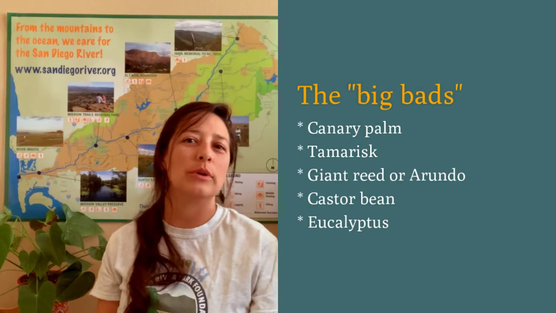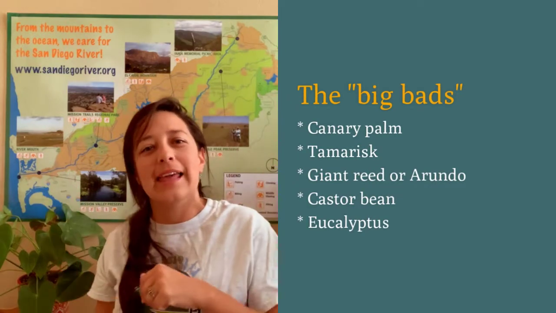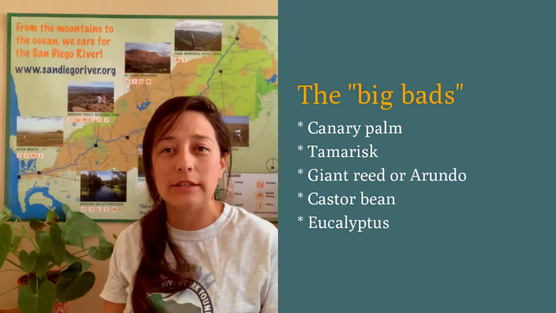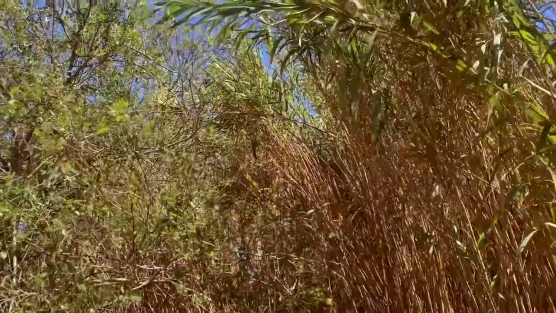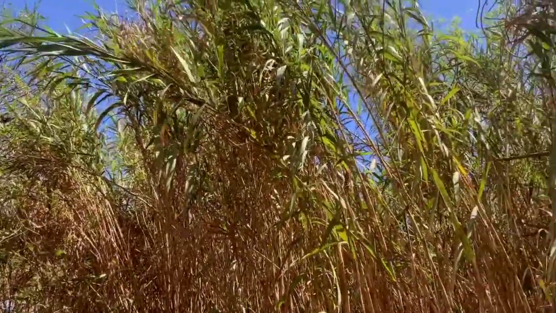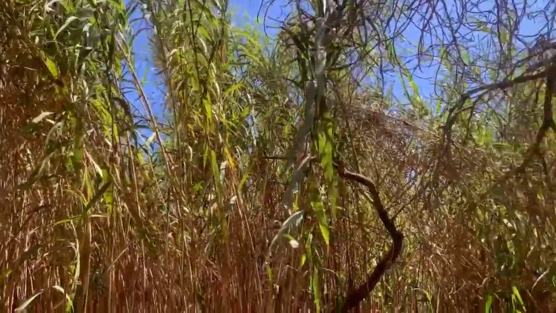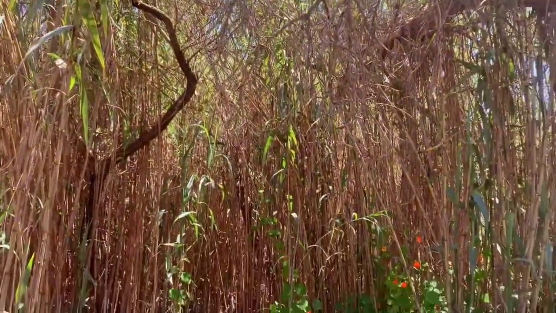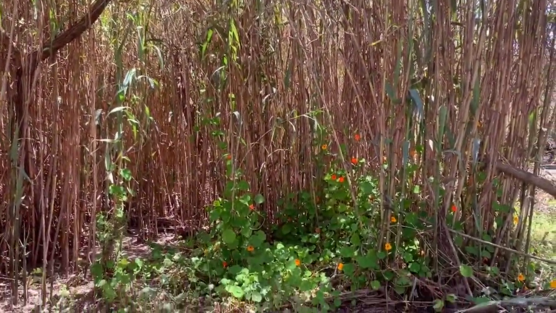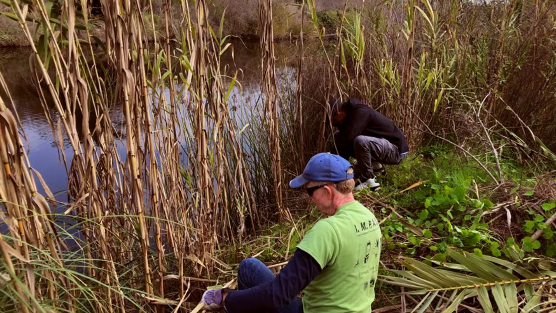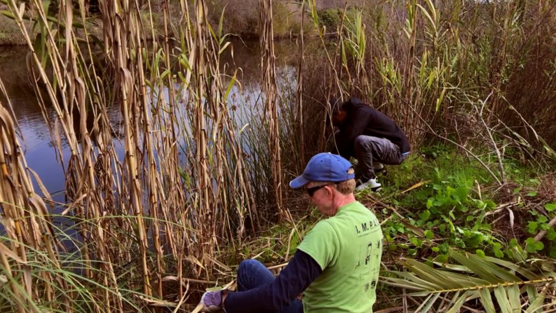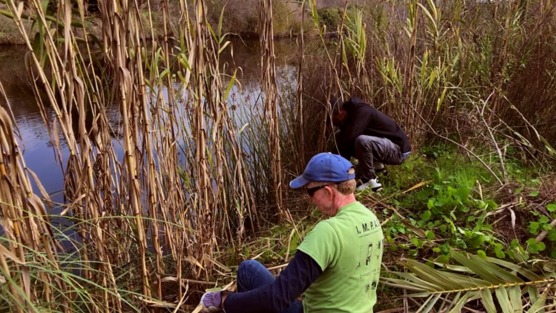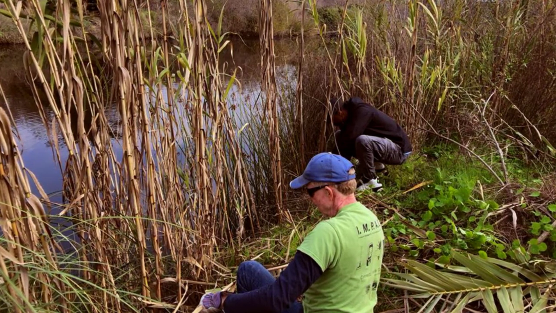But we also have what we call the big bads, like canary palm, giant reed or arundo, tamarisk, eucalyptus, castor bean, and more. Arundo or giant reed is a tall perennial cane that invades wetlands, streambeds, and lake shores. Arundo competes with native vegetation for water and nutrients, which degrades wildlife habitat, increases fire risks, and interferes with flood control.